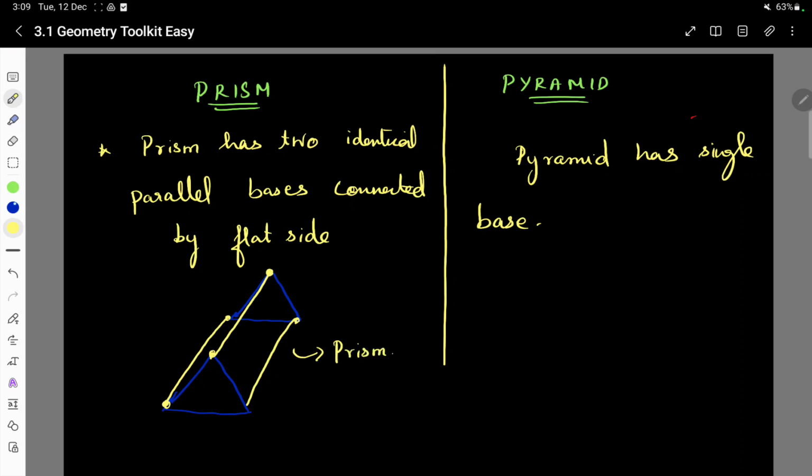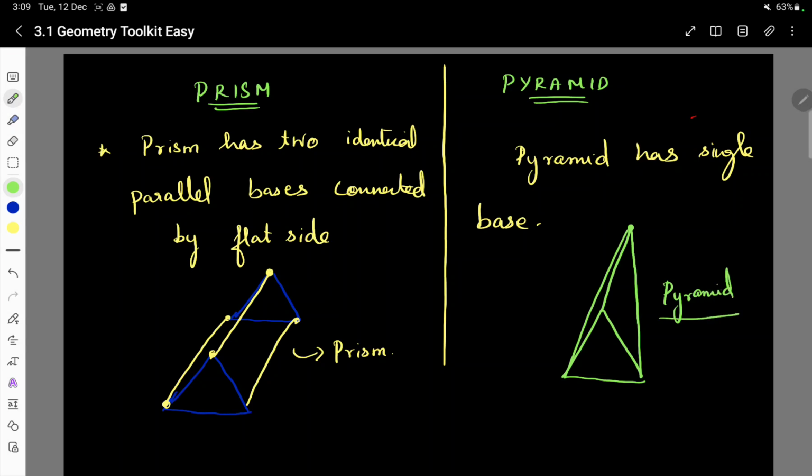And in a pyramid we have only one base, which means only one triangle I have to draw. After that one vertex I have to plot here, then I have to join this. If I join like this, we call this a pyramid.